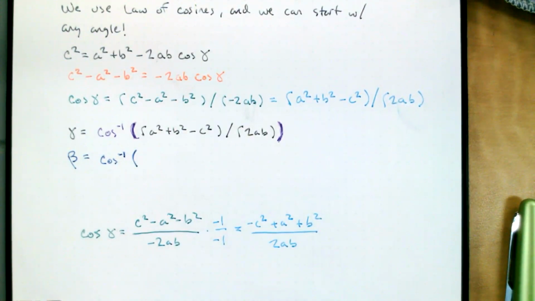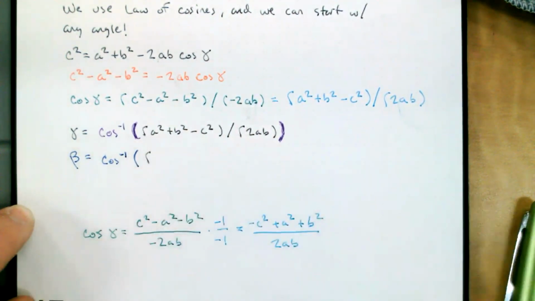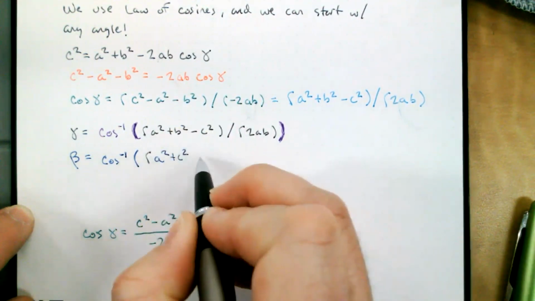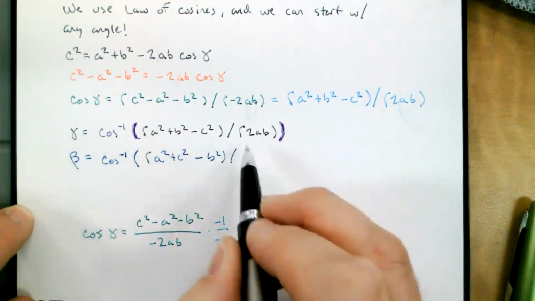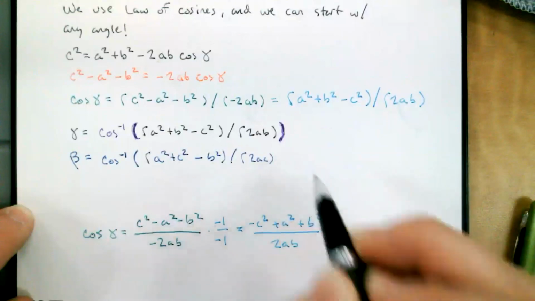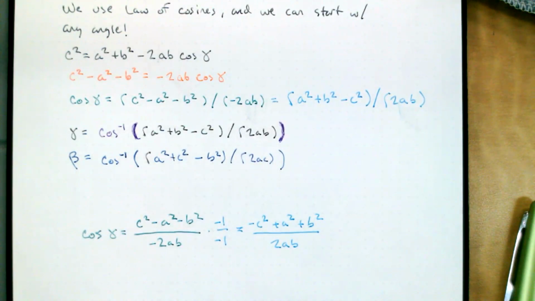Now, in this case, instead of gamma and C being opposites, beta and B are opposites. So the two positive ones from the numerator will be a squared and c squared, but minus b squared. And instead of 2ab, it'll be 2ac. The negative square and the angle, those are the ones that are opposite. Those are the matching ones. Then it's the other two.